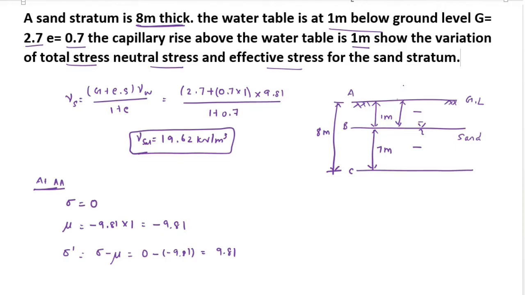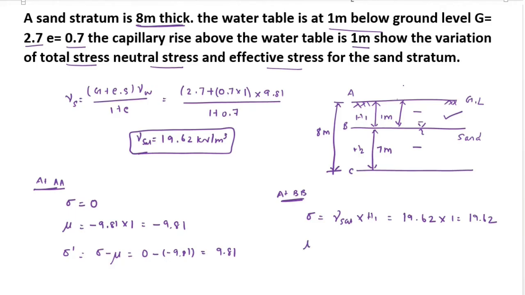After that we can calculate the BB layer. At BB we have to calculate the total stress, effective pressure and pore water pressure. So sigma equal to, at BB, the stress due to this sand will act on the BB layer. So gamma saturation into H1. This is the H1 value and this one H2 value. So gamma saturation equal to 19.62 into the H1 value, which is 1. So the total value is 19.62.